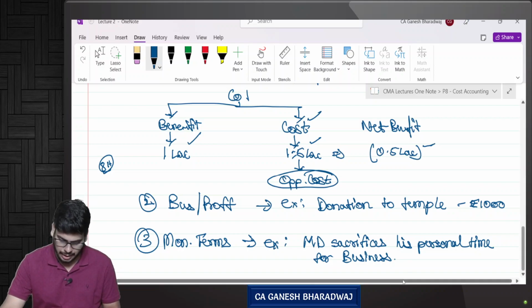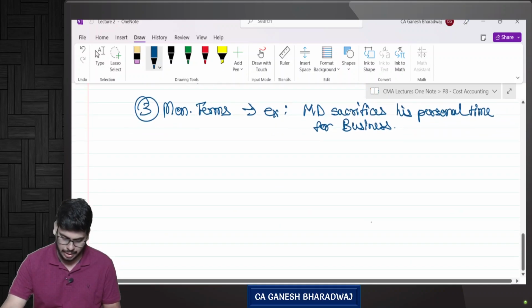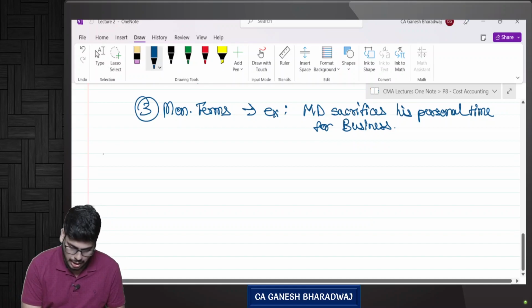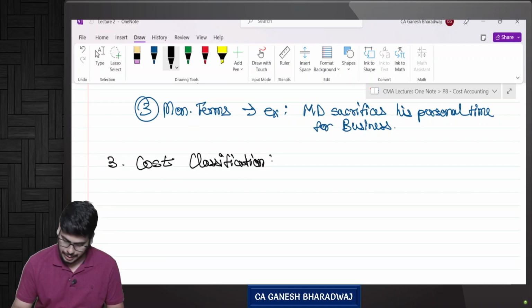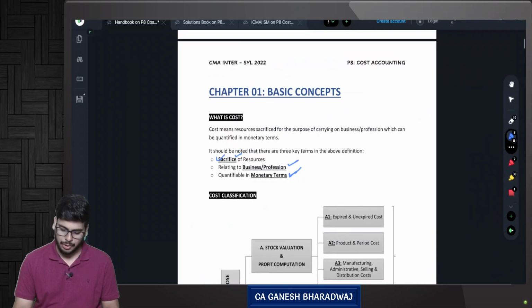Let's proceed further to the main discussion in this particular area. And this discussion is called cost classification. Cost classification. Now, please take out your handbook.